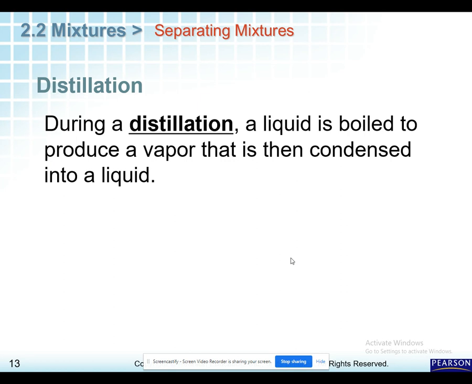So during a distillation, a liquid is boiled to produce a vapor and then condensed back into a liquid. So remember, condensed means gas to a liquid, and boiling is liquid to a gas. So essentially, in a distillation process, we have a liquid to a gas back to a liquid. So let's talk about the distillation process a little bit further.